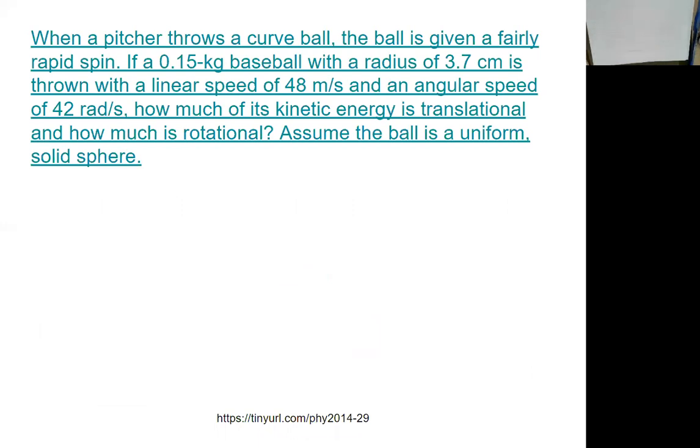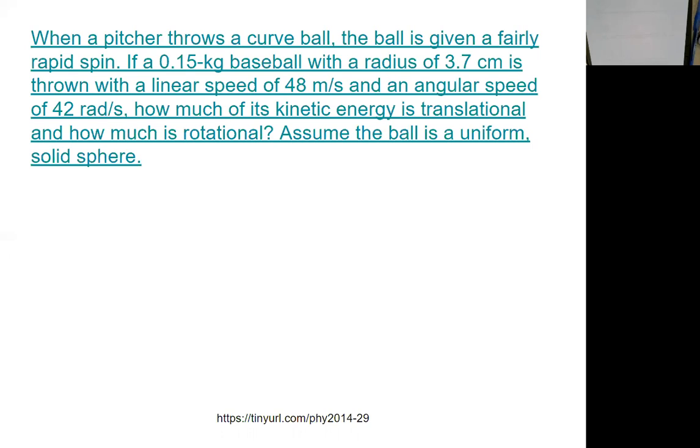This one says when a pitcher throws a curveball, the ball is given a fairly rapid spin. If a 0.15 kilogram baseball with a radius of 3.7 centimeters is thrown with a linear speed of 48 meters per second and an angular speed of 42 radians per second, how much of its kinetic energy is translational and how much is rotational?